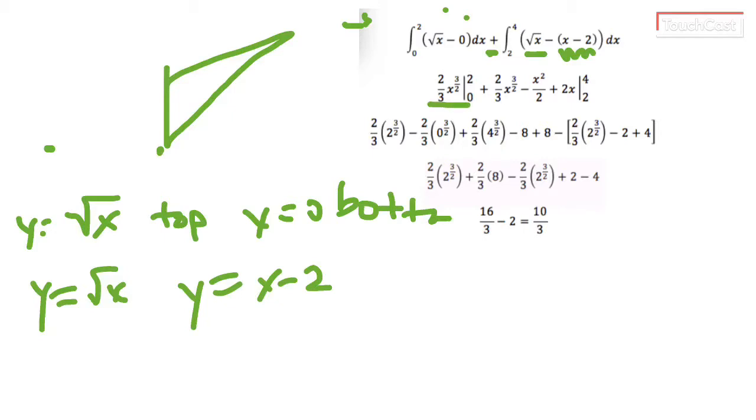I'm going to evaluate that from 0 to 2. The antiderivative here of x squared, square root of x, is again 2/3 x to the 3/2, minus the antiderivative of x, which is x squared over 2. So I've distributed that subtraction, and the antiderivative of 2 is 2.